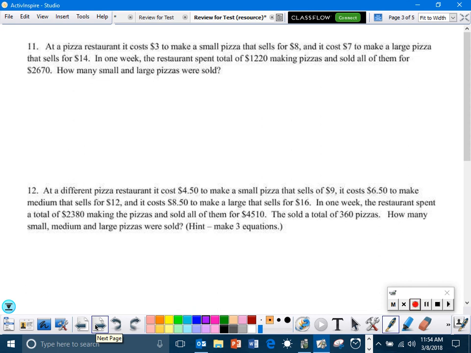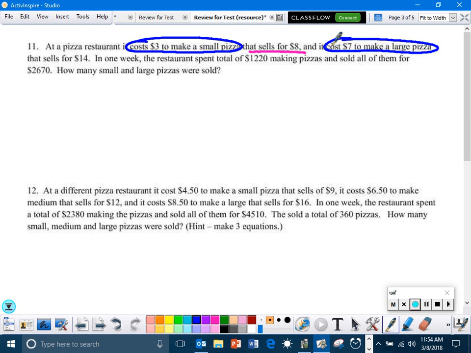At a pizza restaurant, it costs $3 to make a small pizza, and they sell it for $8. It costs $7 to make a large pizza, and they sell it for $14. The restaurant spent $1,220 making the pizzas, and they sold them for $2,670.